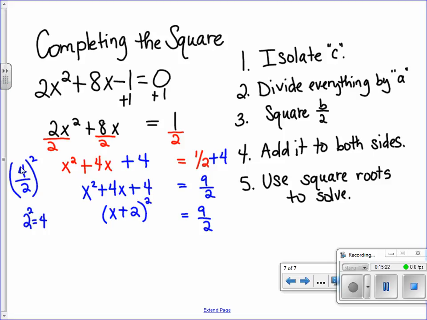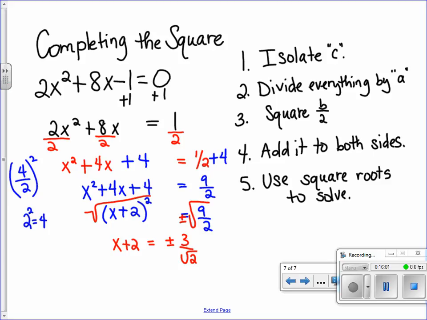I'm going to take a square root here. So I have x plus 2 equals plus or minus 3 over the square root of 2. You with me so far? Where are you lost?